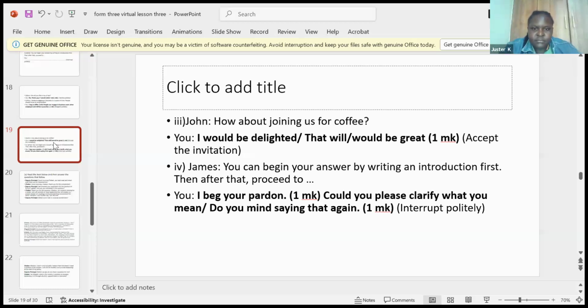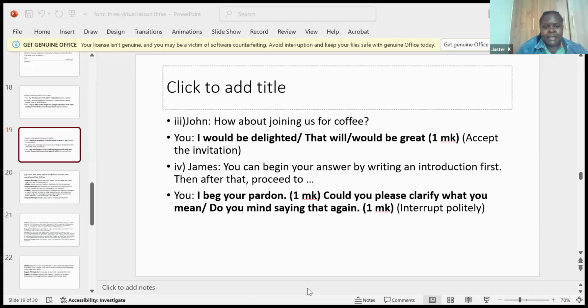That will be great. Then you can begin your answer by writing an introduction first. Then after that, proceed to interrupt politely. I beg your pardon. Could you please clarify what you mean? Or do you mind saying that again? Correct. Thank you very much. Remember again, this is a question on etiquette, guys. So this is a question that can come in different ways. Now, you see here, you're being asked for your responses. Don't explain what you will do. You should give the actual response that you give.